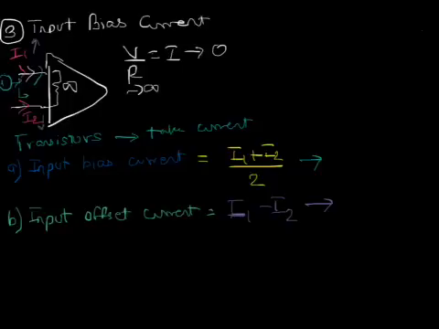And so the input bias current gives you an idea about how much current whatever you're connecting before the op amp has to put into the op amp.